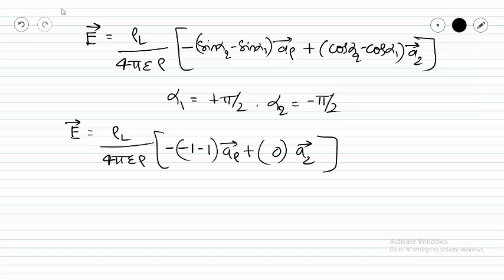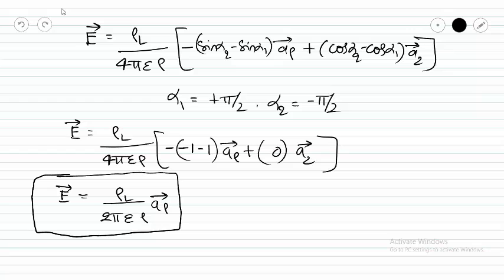So finally the electric field intensity due to an infinite line charge distribution, because I will get minus 1 into minus 2, that is plus 2, and here I am having 4, is rho L by 2 pi epsilon rho a rho bar. This is the expression for electric field intensity at a point P (x, y, z) due to an infinite line charge distribution situated on the z axis.